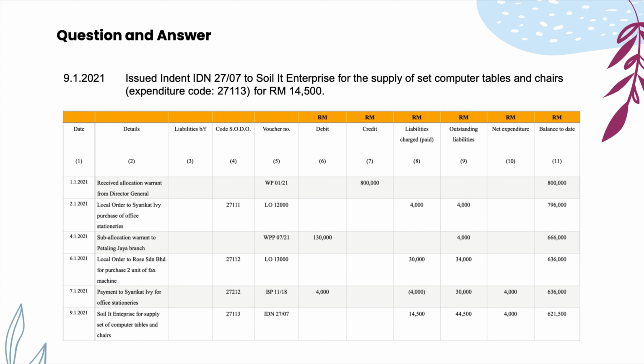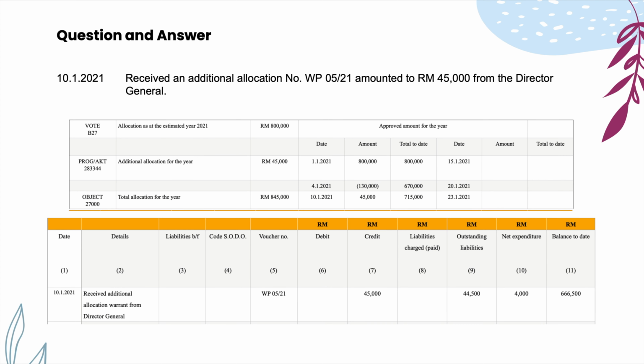This is a direct liability, and the liability will affect Part 3, and the column that will be affected is the basic column. Record the amount under liabilities charge, increase the outstanding liability by 14,500 ringgit, and then copy down the expenditure amount, and finally the balance to date is decreased to 621,500 ringgit. The seventh transaction is on the 10th January 2021.